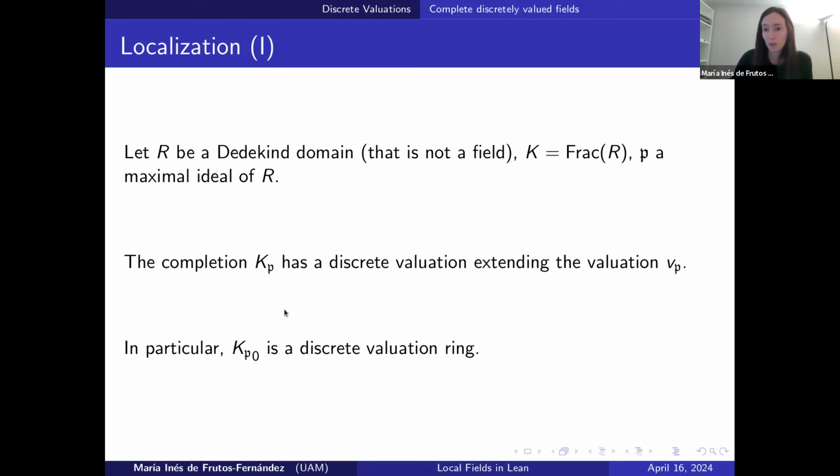We already knew, it was already available in Mathlib, that then the completion K_P has a discrete valuation that extends the valuation v_P associated to this maximal ideal P. So this part was already in Mathlib. However, we are now, thanks to our work, able to conclude that the unit ball of this K_P, K_P naught, is going to be a discrete valuation ring.